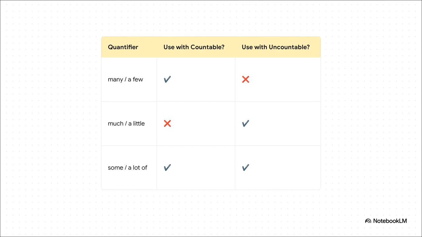This whole countability thing also dictates the words you use with these nouns, your quantifiers. Think of this table as your best friend, your ultimate cheat sheet. You use many and a few with things you can count, like chairs, but you need much and a little for uncountable stuff, like furniture. And luckily, some and a lot of are the easygoing ones that play nice with both.